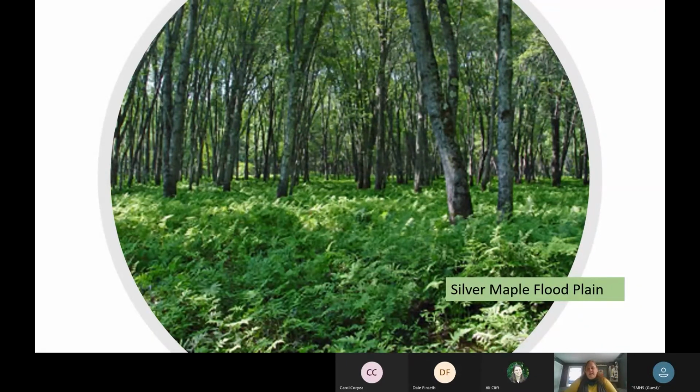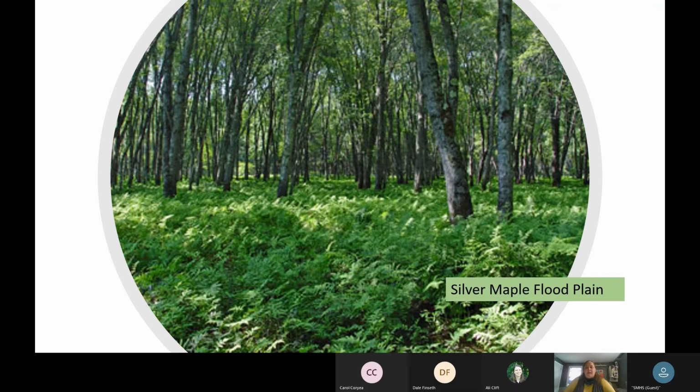So, for instance, this is a silver maple floodplain. These are found along major rivers, particularly here in sort of the southern part of the state. The Saco River has a lot of this floodplain around it.